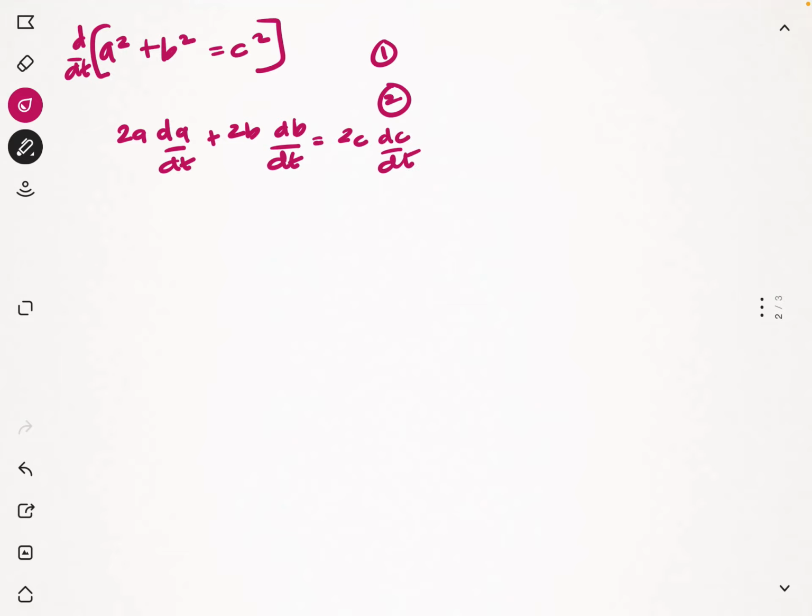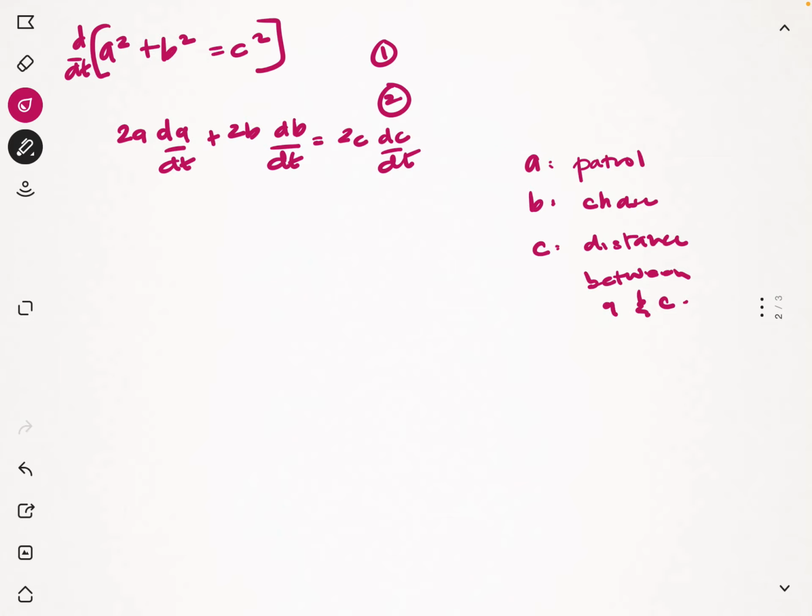Okay, now let's fill in our information. So remember that sometimes it's easier to do this: A is the patrol car, B is the chase car, and then C is the distance between A and B. Okay?